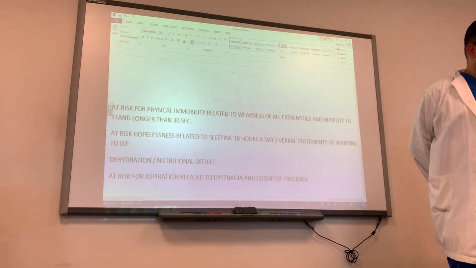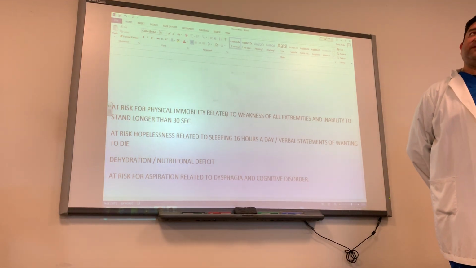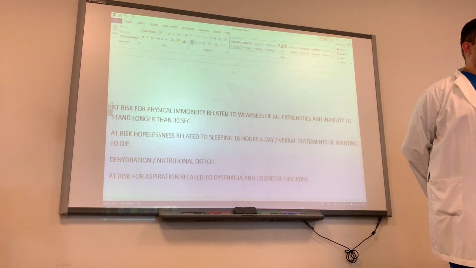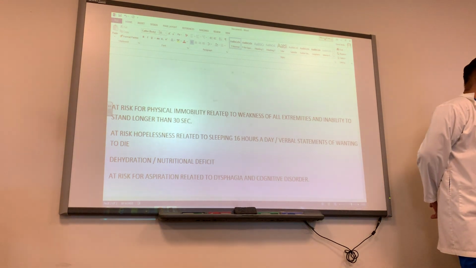So when we're writing this out, we say "at risk for" in every single one. Yes, that's the NANDA, and now let me introduce to you the why. It's a format. You don't change the format. The "at risk for" is the format. You don't change them. Please don't do this.